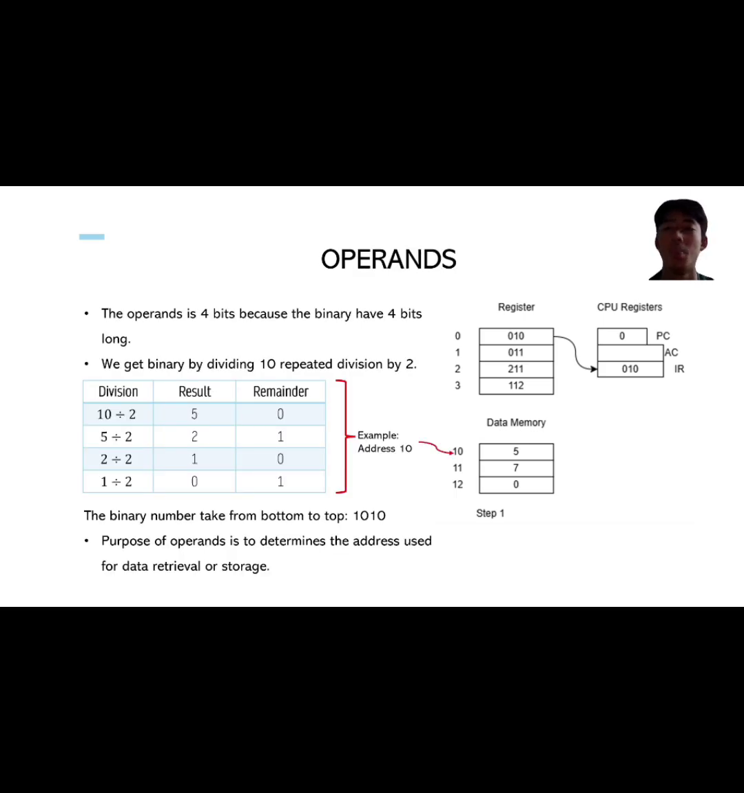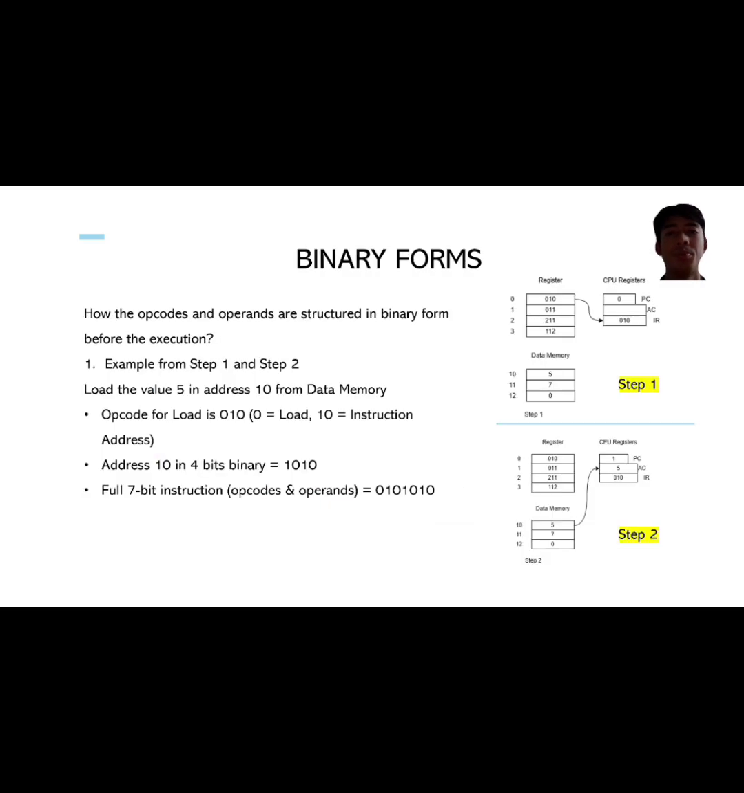Operands. The operand is 4 bits because the binary is 4 bits long. We get binary by repeated division by 2. For example, address 10. We divide 10 by 2 repeatedly, and the binary number is taken from the remainders from bottom to top, which is 1010. The purpose of operands is to determine the address used for data retrieval or storage.